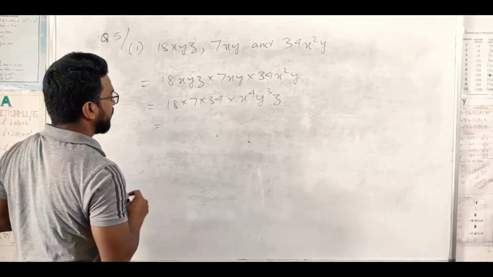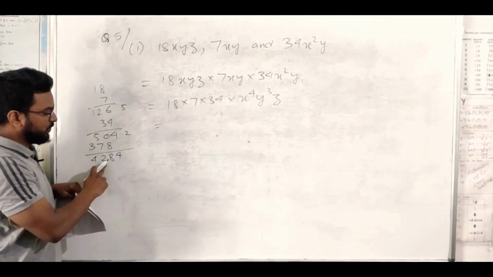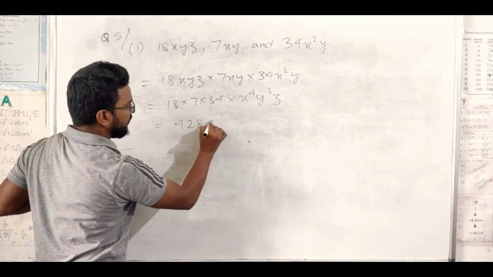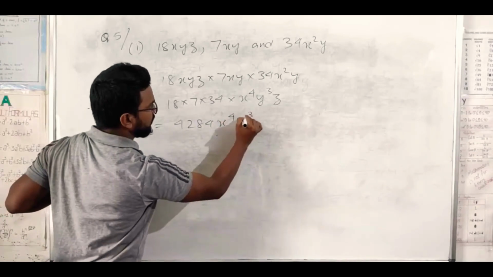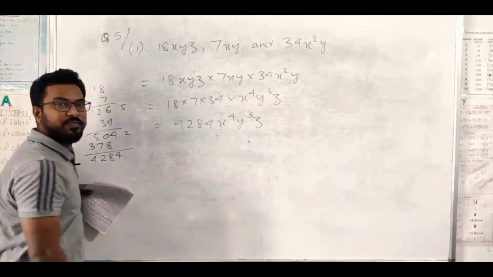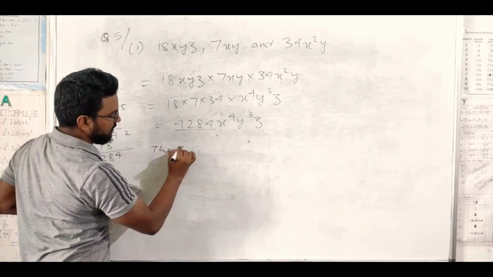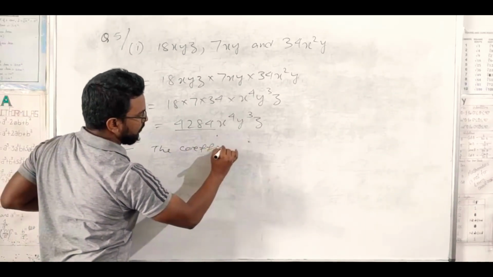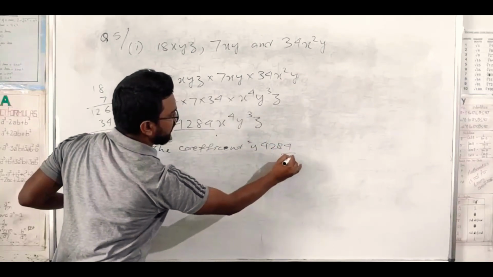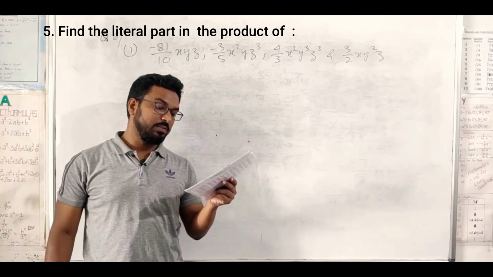So you have to multiply all these terms. If you multiply all these numerical values, how much will you get? 4284. So 4284 x to the power 4 y to the power 3 z. What will be the coefficient of this term? For the coefficient, it is 4284.